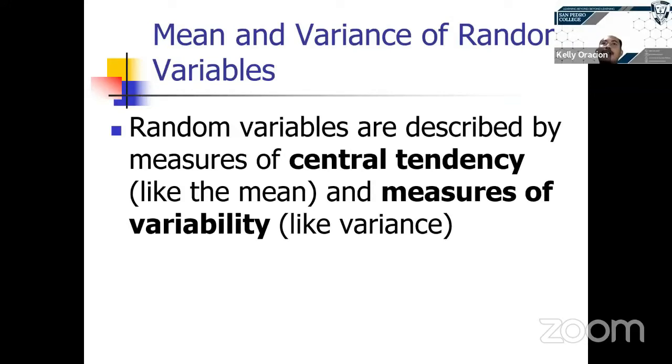Random variables are described by measures of central tendency, like the mean. Measures of central tendency: mean, mode, median. The measures of variability: we have the variance and standard deviation.